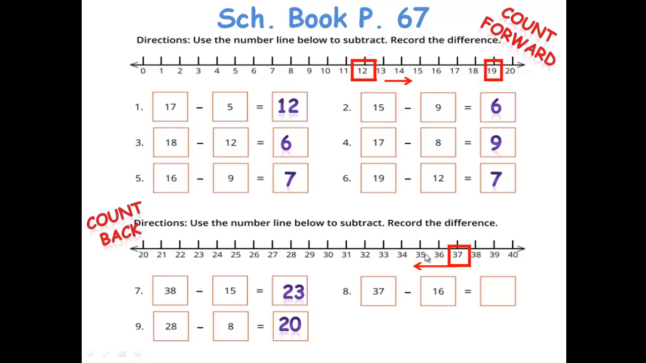1, 2, 3, 4, 5, 6, 7, 8, 9, 10, 11, 12, 13, 14, 15, 16. Stop! This is the right answer. It is 21. You see now how you could use the number line? It's very easy. You just put your finger and count backward on the number that he's giving you.